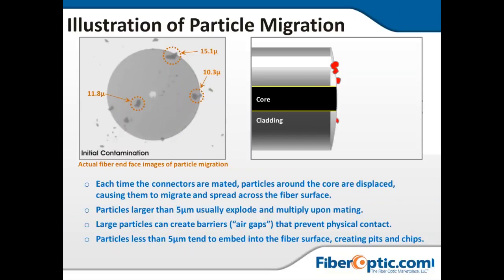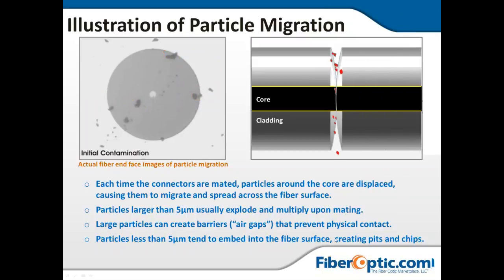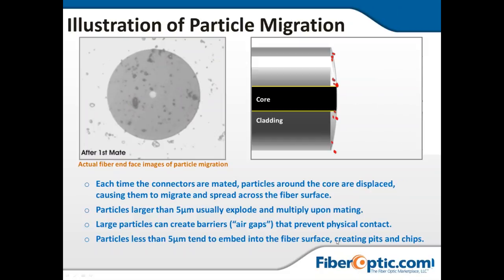Here's an illustration of particle migration. This is one of the things we're talking about. Why use a launch box? Why use cleaning supplies? Always, always inspect your connector, clean your connector, and use a launch box. Each time the connectors are mated, you'll see the particles move around the core, causing air gaps between the fibers, and dirt, debris, and particles get smashed and damage the end ferrule.